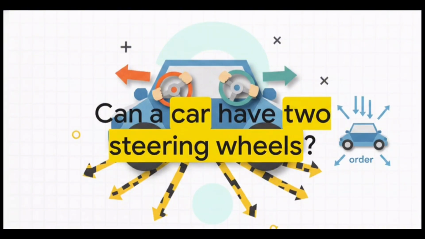Think about this intuitive question. Can a car have 2 steering wheels? Imagine a car where 2 people are trying to steer in completely different directions at the exact same time. The whole system would fail. A car, by its very nature, can only be controlled by 1 steering wheel to maintain order. Well, in mathematics, this exact same logic applies to the uniqueness of the identity theorem.